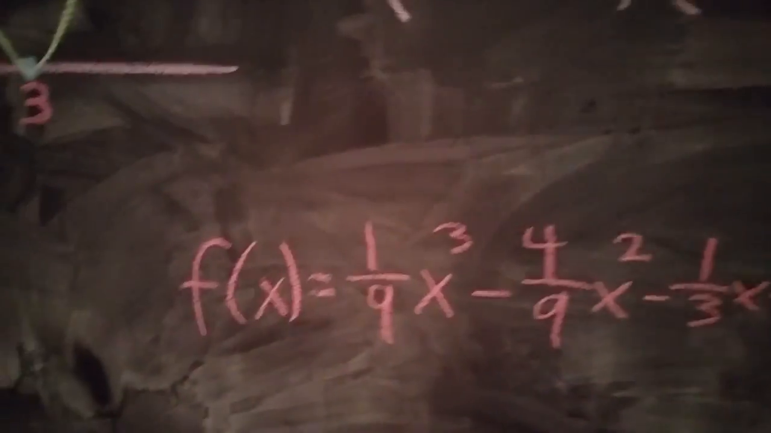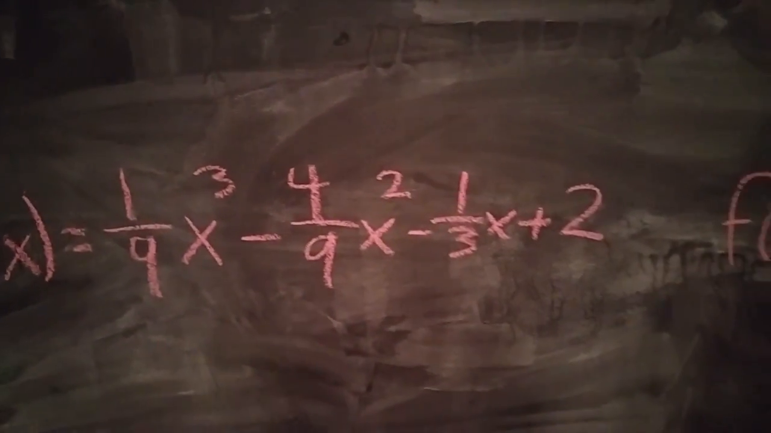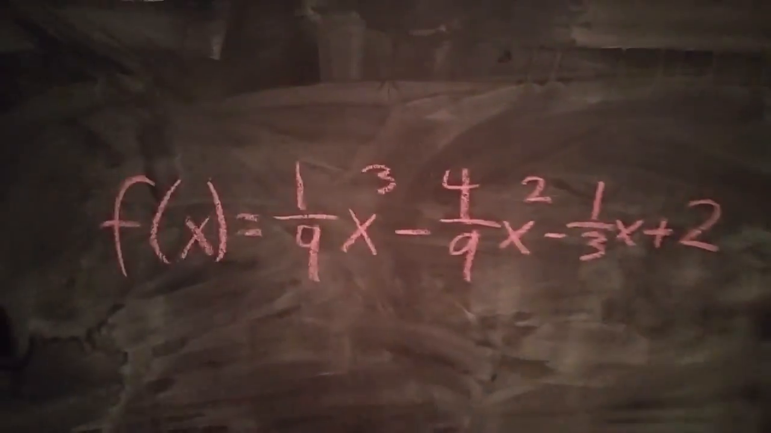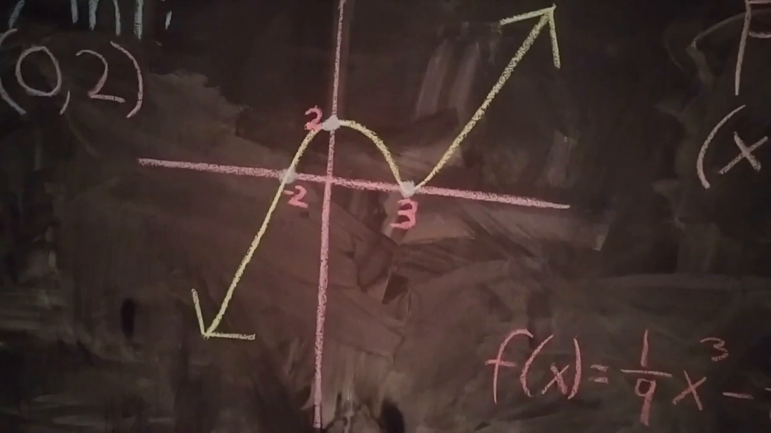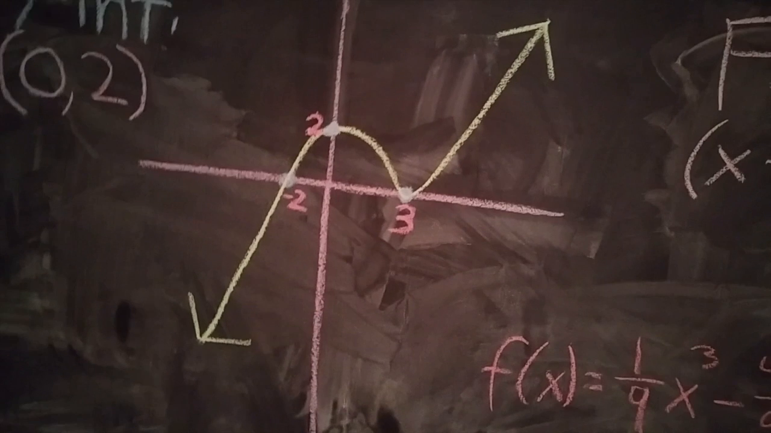After distributing the 1/9 to each term, we come up with this polynomial equation, and we could check the validity of it by substituting in the ordered pairs that we know, and if they come out correct, then we're all good to go.